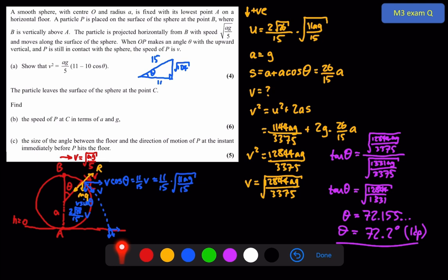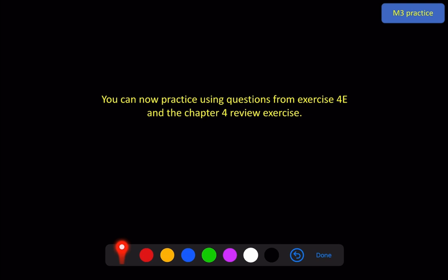That should be enough now for you to have a go at exercise 4E for this particular section, and then the chapter 4 review exercise for this whole chapter on circular motion.